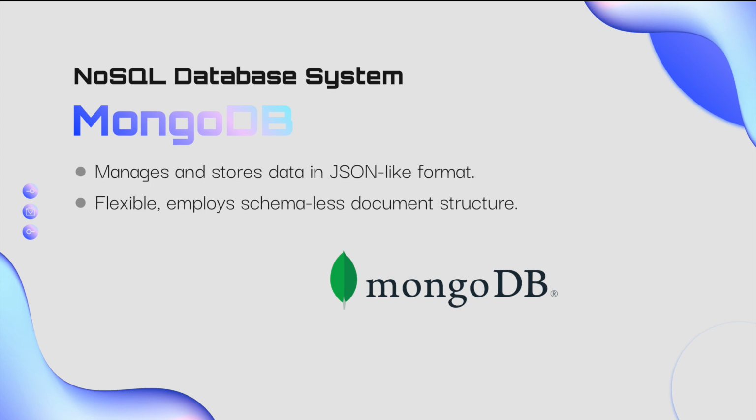The final concept is MongoDB. Being a NoSQL database system, it is used for managing and storing unstructured or semi-structured data in a flexible and JSON-like format. MongoDB is different from traditional relational databases as it uses a flexible and schemaless document structure.